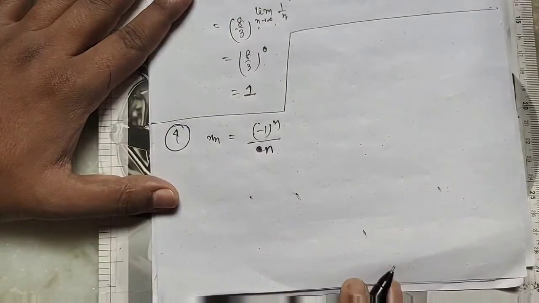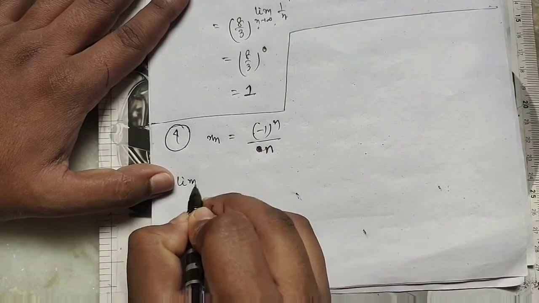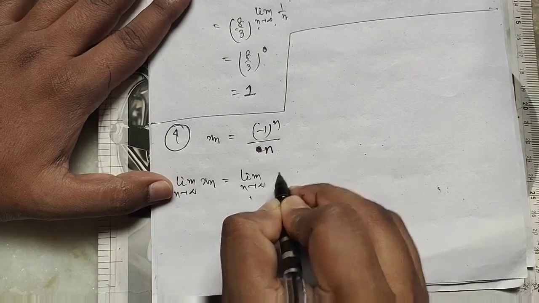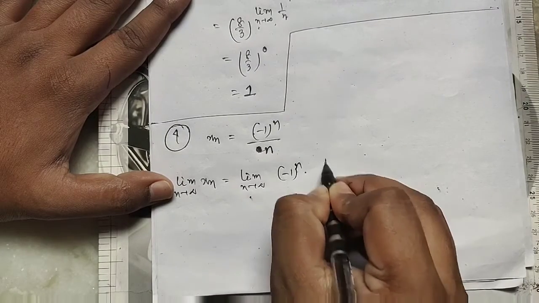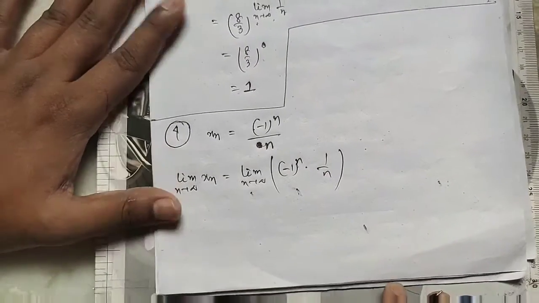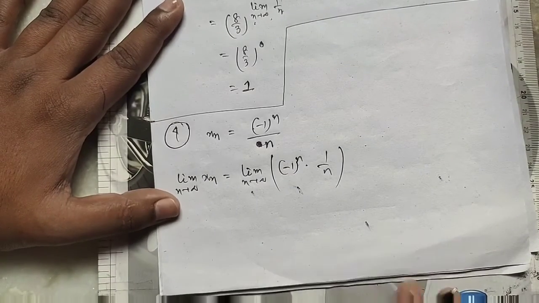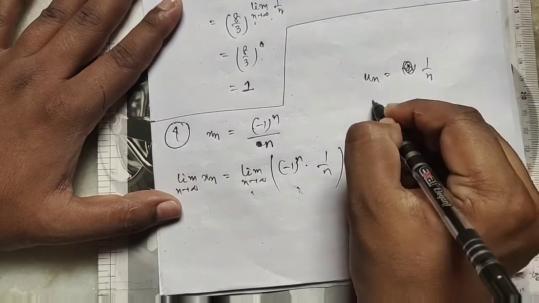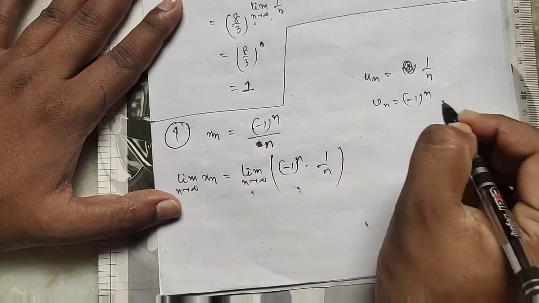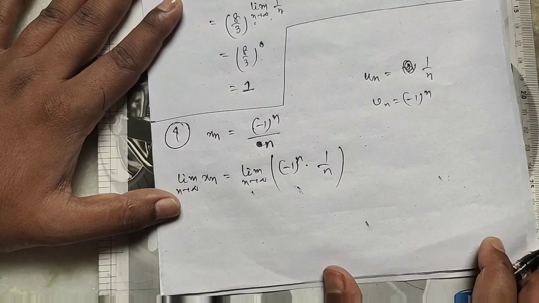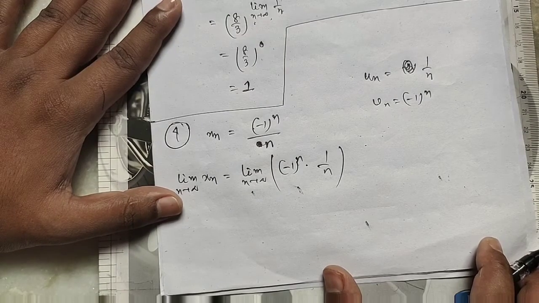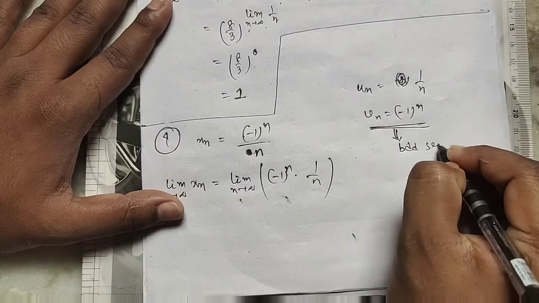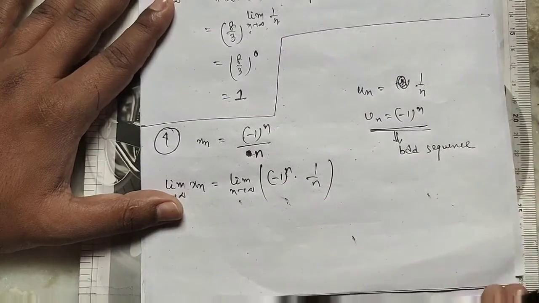Okay, you have to find the limit as n tends to infinity of xn, limit n tends to infinity of minus 1 to the power n into 1 by n. You can write this. Okay, so we can take un equal to 1 by n and vn equal to minus 1 to the power n. Minus 1 whole to the power n, and this is a bounded sequence.